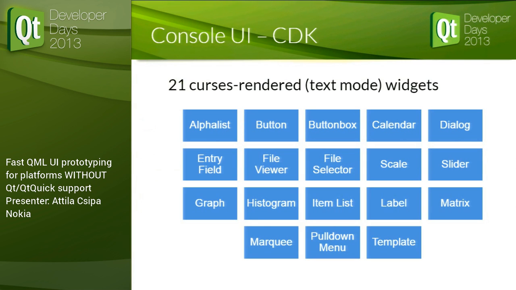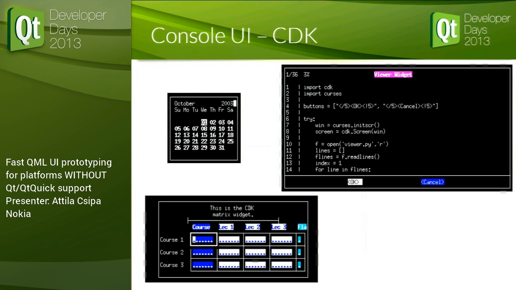So what do we have here? We have 21 curses rendered text mode widgets. Looks familiar. It looks almost the same as a graphical user interface, and if you look at it, it's actually pretty decent. Yeah, of course, it takes you back a couple of years and to your childhood and all that, but still it's very useful. And as I said, it works at 48 kilometers away. So on the radio link, that's very good.